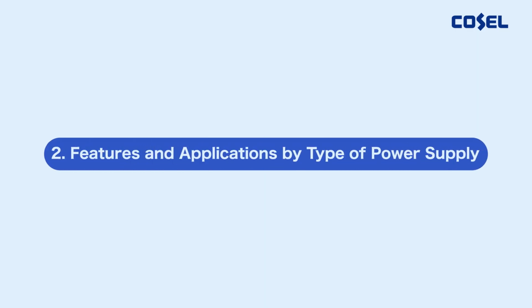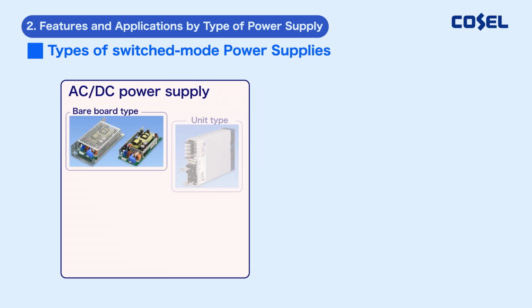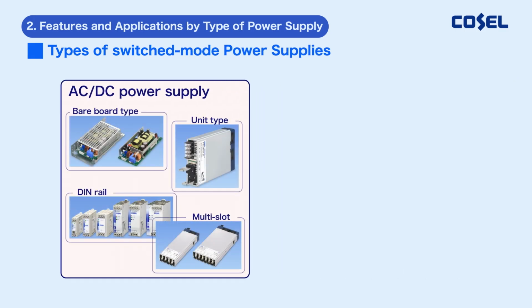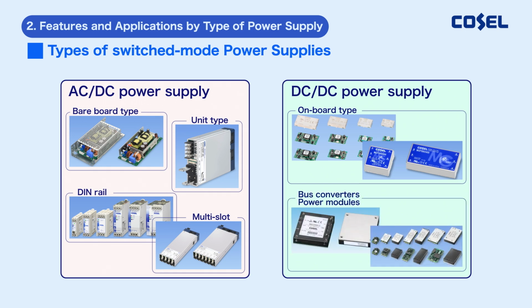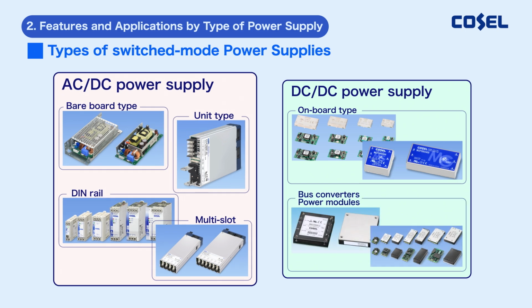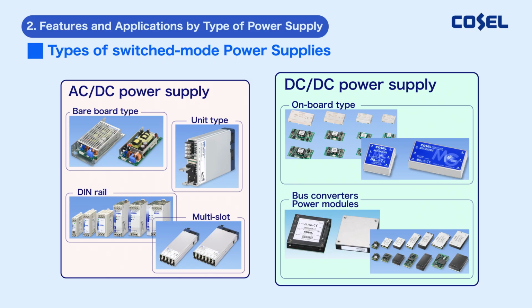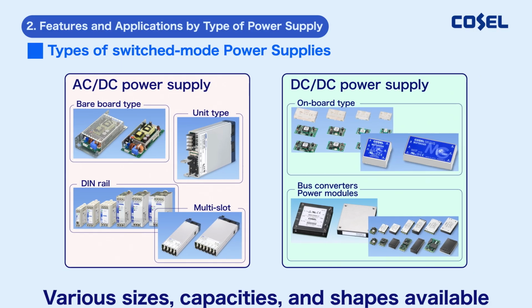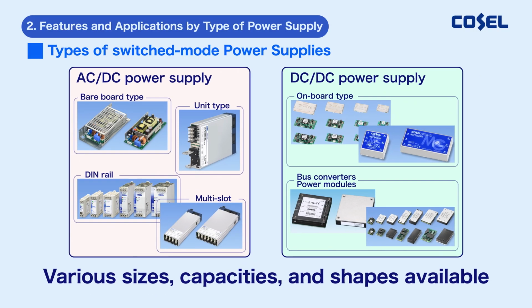Next, let's look at the properties and uses of the various types of switch mode power supplies. Our switch mode power supplies are widely used in industrial equipment. Our product range includes AC/DC and DC/DC power supplies in a variety of sizes, capacities, and shapes.